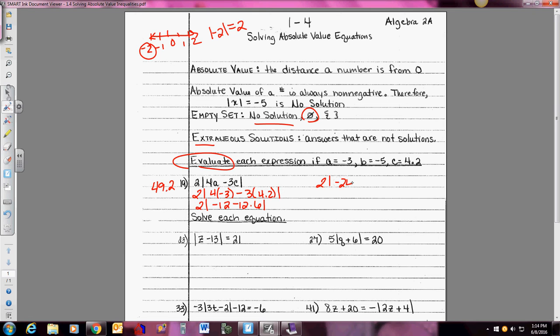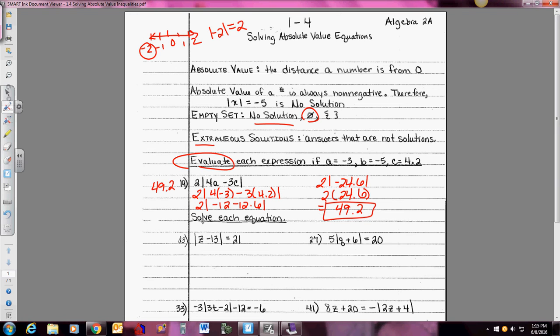-24.6. Now, what is the absolute value of negative 24.6? Well, if you remember, absolute value is always non-negative. It's positive 24.6. And you can finish the problem by multiplying by 2, which is going to be 49.2 when you're done. If you're confused, ask a question.